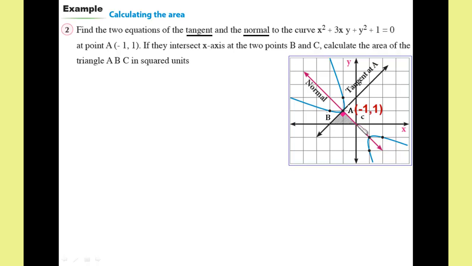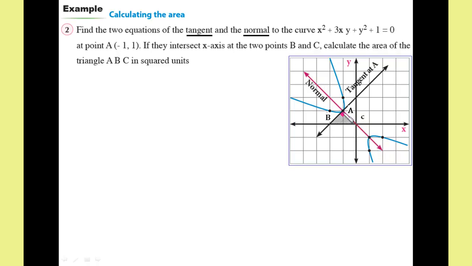Now we have 3 points: A of coordinates -1 and 1, and the point B and the point C. The 3 points make a triangle, and we are required to find the area of this triangle. To find the coordinates of the point B, first we find the equation of the tangent, and we solve it with the equation of the x-axis. Don't forget the equation of the x-axis is y equals 0. To find the x coordinate and the y coordinate of point C, we will find the equation of the normal.